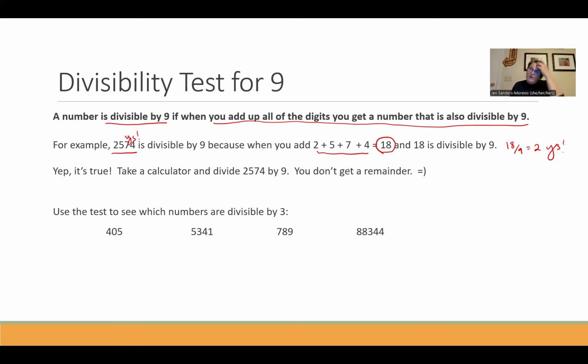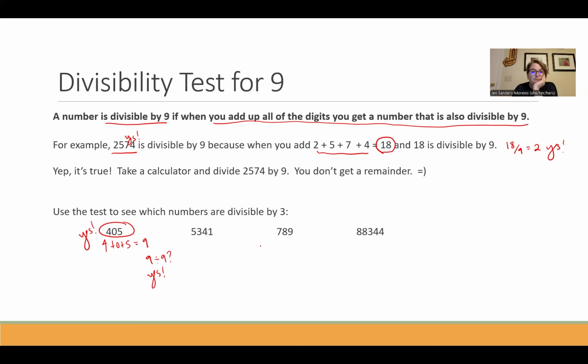Kind of cool. Okay, so the good thing for this test is that it also helps remind people what multiples of 9 look like, right? Like what things are divisible by 9. So like your 9 multiplication facts are 9, 18, 27, 36, 45, 54, on and on and on. Okay, so let's see what happens here. When I add 4 plus 0 plus 5, I get 9. Yes, 9 is divisible by 9. That means this is a yes.